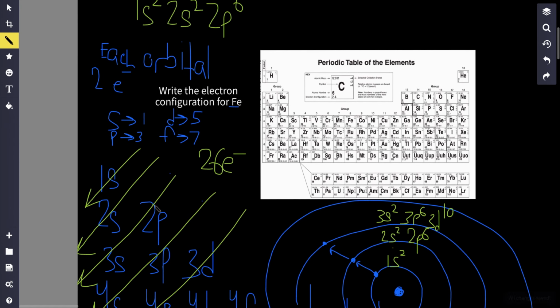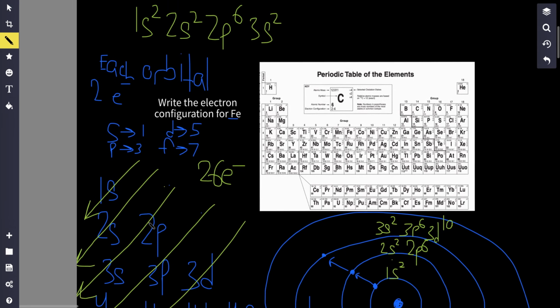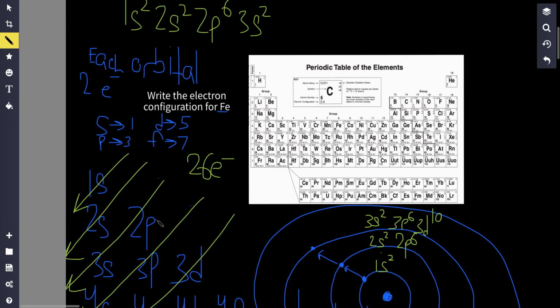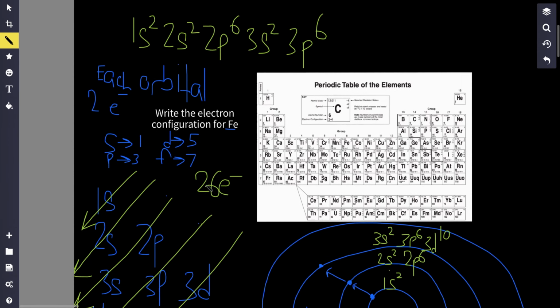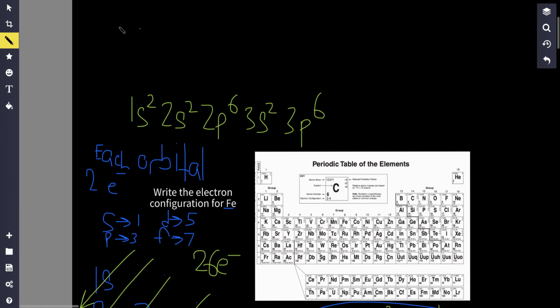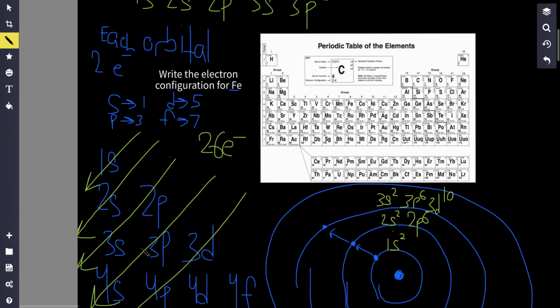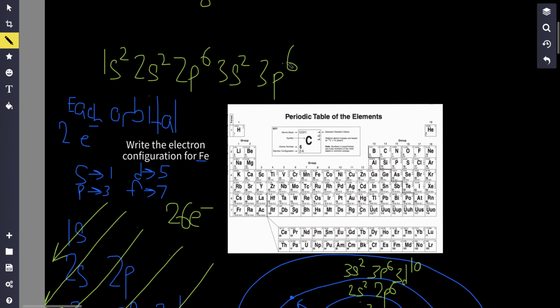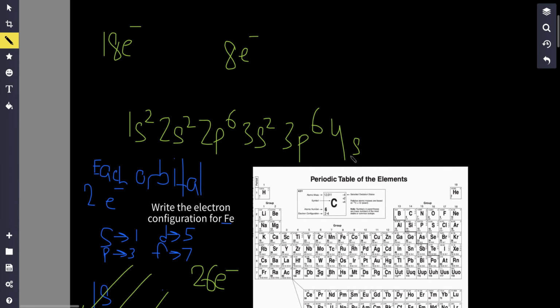All right, then after the 2p, we go down to the 3s. So we have a 3s2 orbital. Remember, that can only hold 2. Then we go to the p orbital. And remember, all the p orbitals combined hold 6. So this is 18 electrons. We used 18 electrons in total, so now we're going to have 8 left. After the 3p6, remember, you go down diagonally to the 4s. So 4s2. So now we have used 20 electrons, and 6 electrons left.